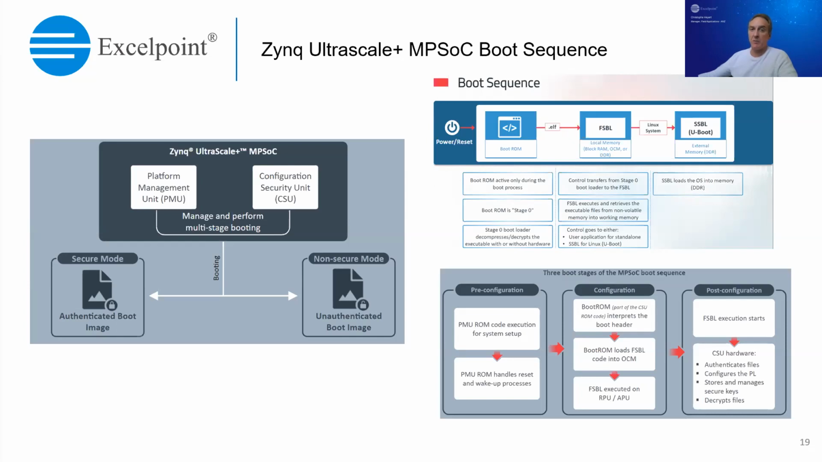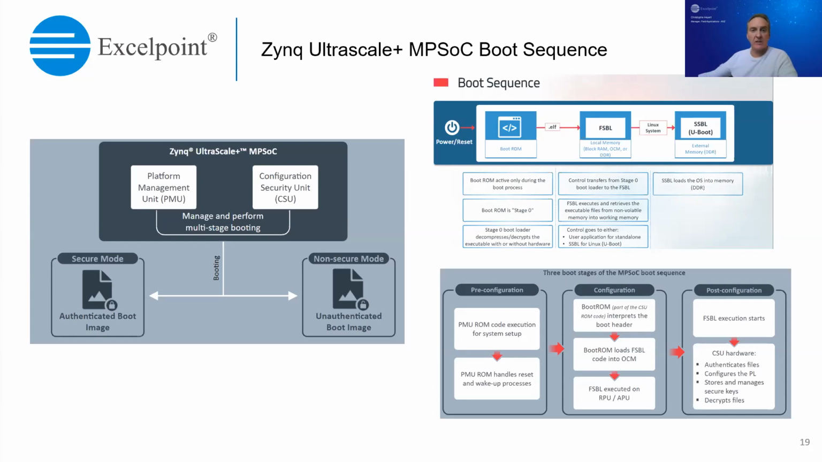The MPSoC can be booted in either secure mode using an authenticated boot image or a non-secure mode using an unauthenticated boot image. The boot sequence at a high level can be divided into three main boot stages. The first stage is the pre-configuration stage, which is controlled primarily by the PMU that executes PMU ROM code to set up the system. It also handles all the reset and wake up processes.